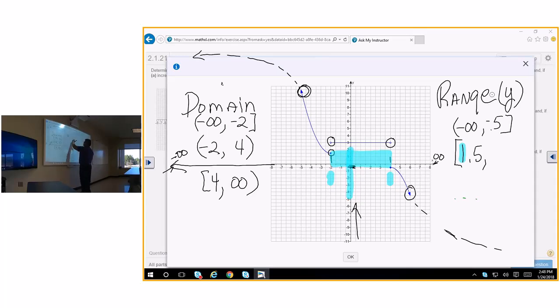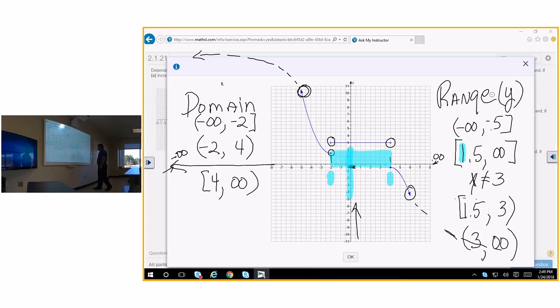And this one goes to infinity, but it does not touch -3 because this says you can't use -3. So you have to put a note in here that says 1.5 to infinity, but y cannot equal 3. Okay, now you can do that two ways. You can say 1.5 comma 3 and then put a parenthesis and then go from 3 to infinity like that.